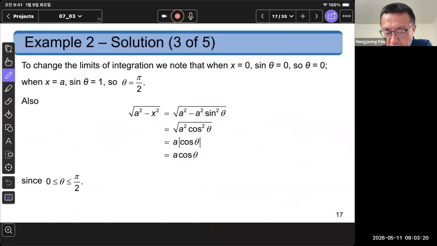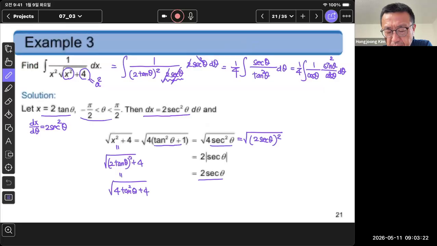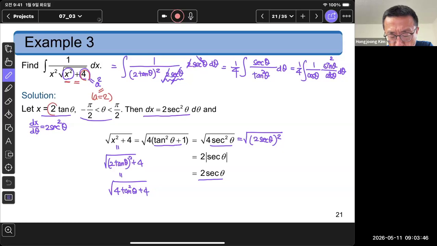Now, in example 3, we see the plus sign in front of x squared, and some positive number 4 is added. In that case, this positive number will be your a squared. So a will be 2, and x is replaced by 2 tangent theta. So for x squared plus some positive number, that positive number is your a squared.